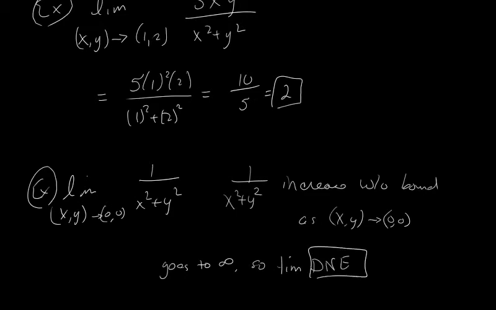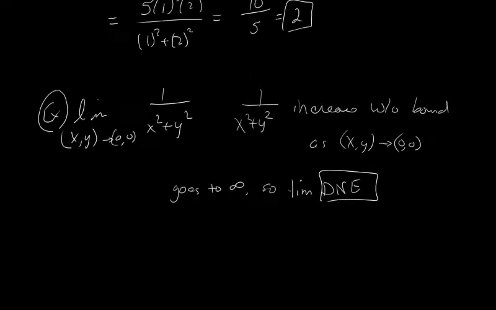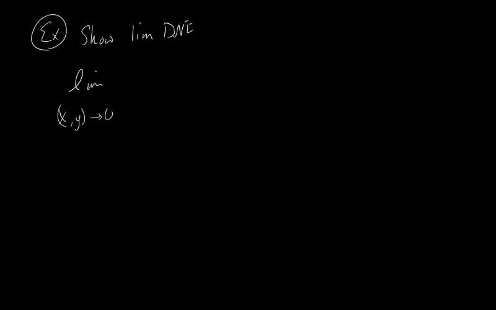All right, so let's do another problem where it's not so obvious that the limit does not exist. Example: show the limit does not exist. We have the limit as (x, y) approaches (0, 0) of sine of xy over x squared plus y squared. I've got sine of xy over x squared plus y squared. The denominator is easily converted to r squared, but the numerator's not.